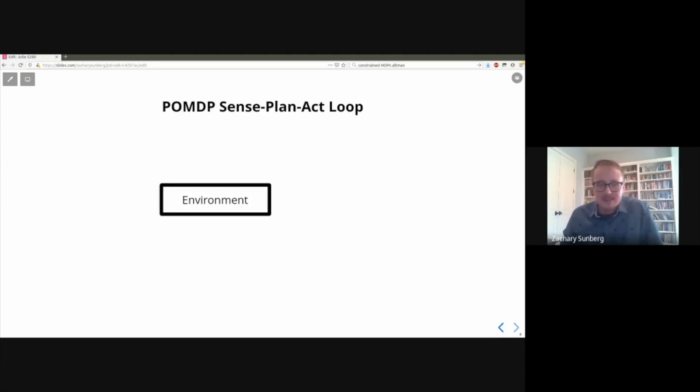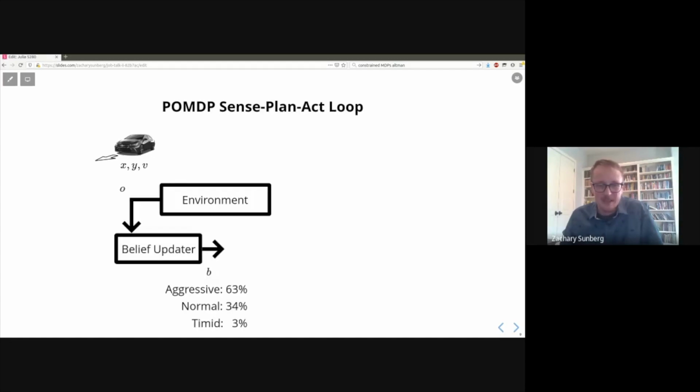And so in this POMDP case, we perform what's called the sense plan act loop. So we have the environment here. At each time step, we get an observation O of the environment, which might include, for example, the physical states of the car. And then that observation and the previous observations are fed into what's called a belief updater, which integrates all the observations using Bayes' rule, and calculates the probability of what hidden state the world might be in. So, for example, we might conclude after observing the car for a while that it's more likely to be aggressive than timid, and that can help us plan for the future.